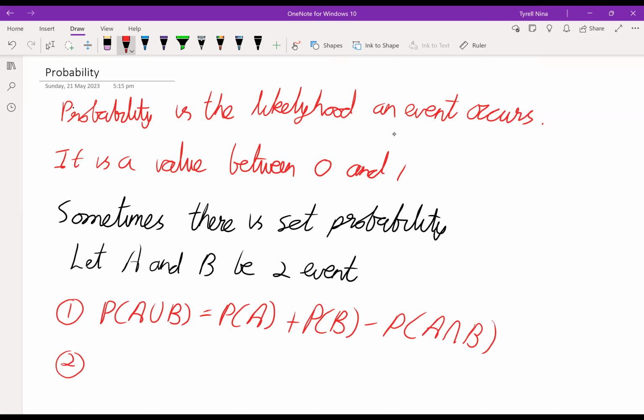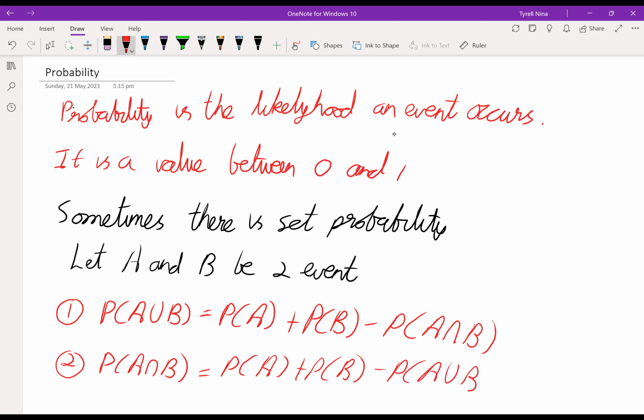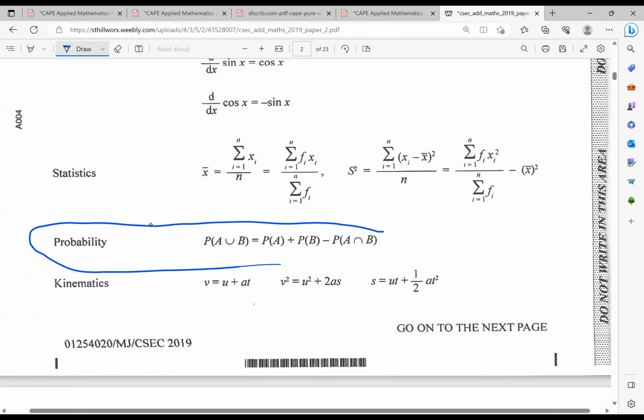Two, probability of A intersect B, you could rearrange it, right? Probability of A plus the probability of B minus probability of A union B, right? And they give you this one in the formula sheet, so this is called the universal thing, and they give you it in the formula sheet. However, this is the only one that they give you, right? Unfortunately. So, yeah.